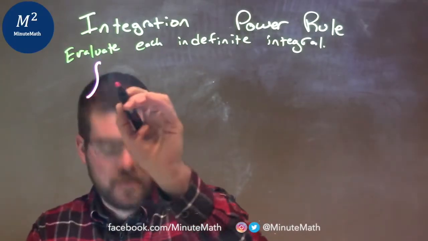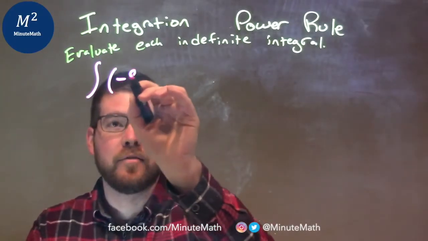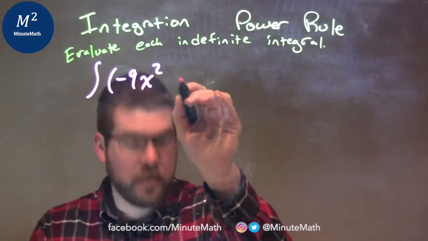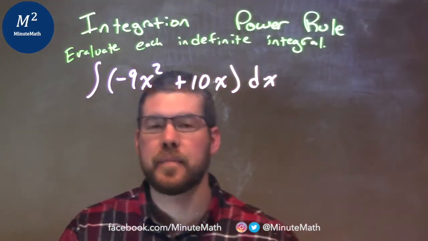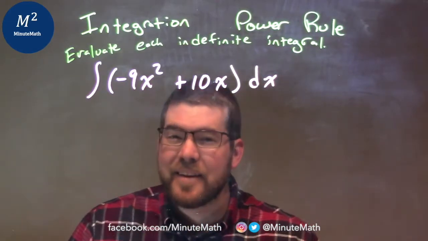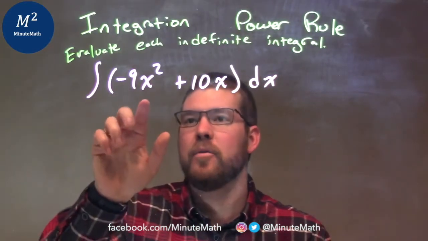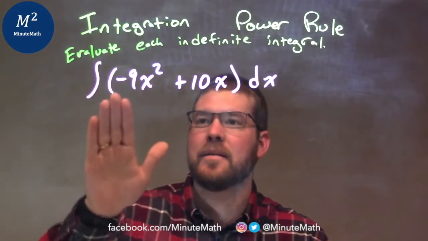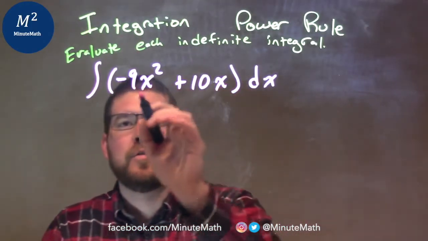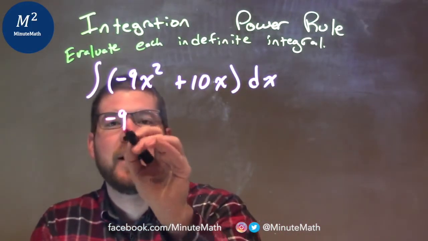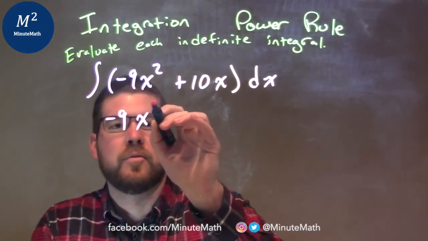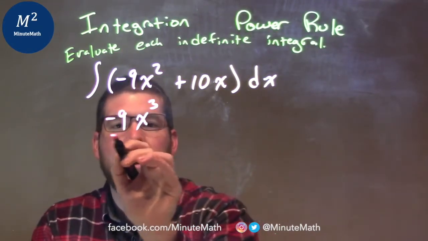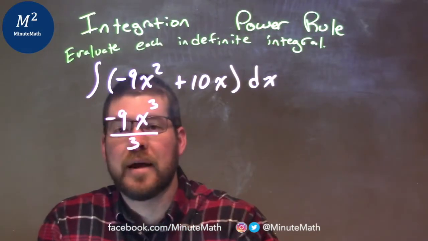And I go here of negative 9x squared plus 10x dx. Okay? Well, I'm going to take the power rule, really the integration power rule, of each part individually. We can take the integral of each part here. So let's do the first part. I'm going to keep the negative 9 out front, and the x, but I raise that exponent by 1. 2 plus 1 is 3. So that third power, I also divide this whole thing by 3 as well.